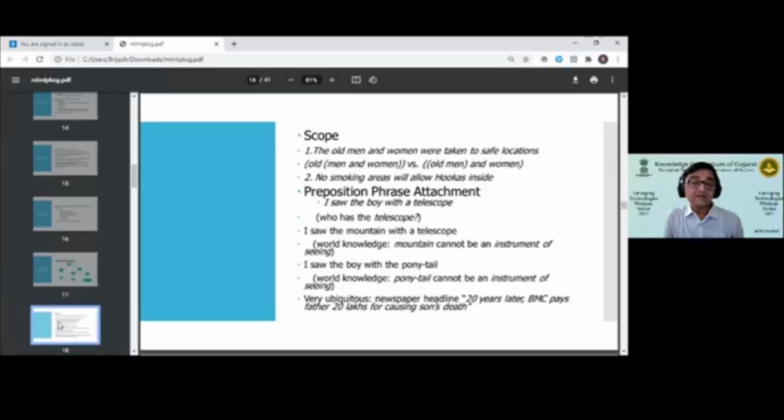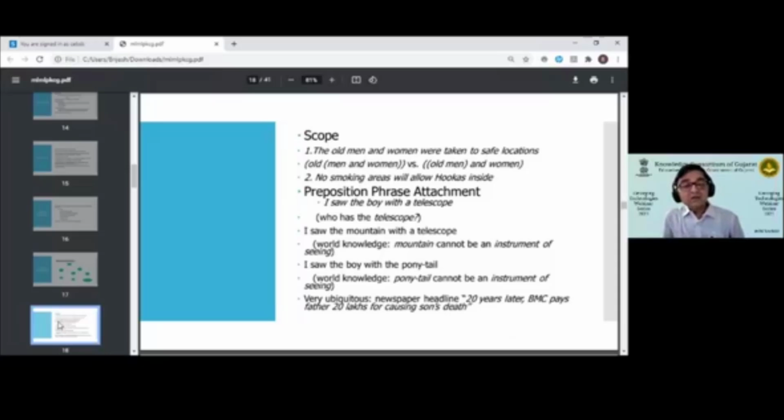The answer is not that simple. The answer lies in the way we are cultured, right? Because who do you want to protect? That is a very cultural thing. We want someone to be taken to a safe location. So is that someone only old men and old women, or old men and all women? Our culture tells us that it should be old men and all women. So see how complicated the processing of language can be.